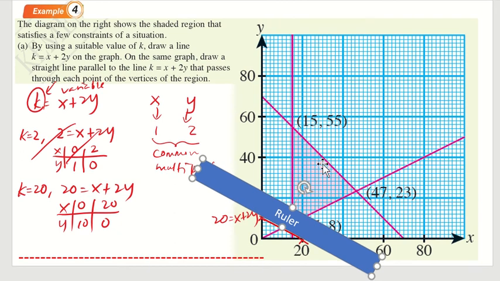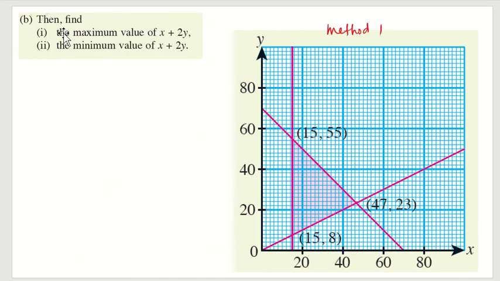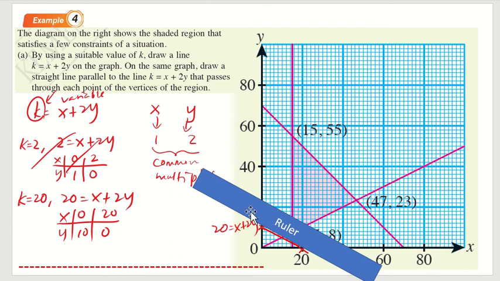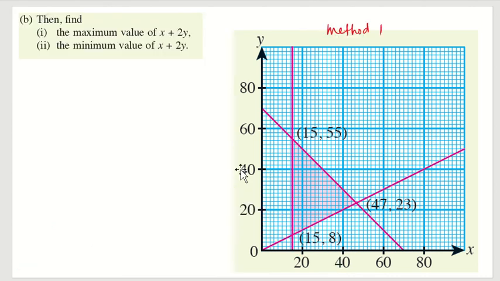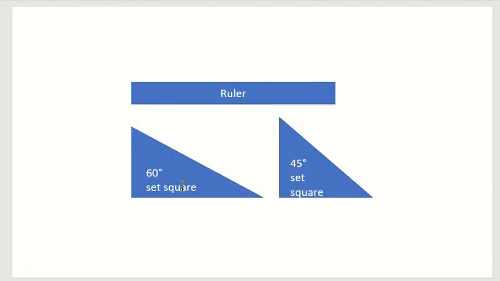Because of part b. Okay, we go to b now. It wants you to find the maximum value of x plus 2y and the minimum value of x plus 2y. Method one is by using this parallel line. How are we going to use it? What you need is a ruler and a set square. The set square can be the 60 degree or the 45 degree, it's up to you. Let's say I use the 45 one.